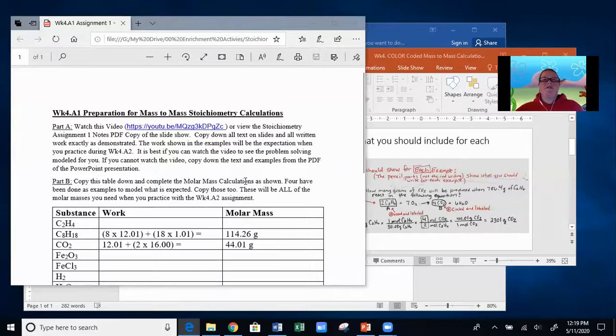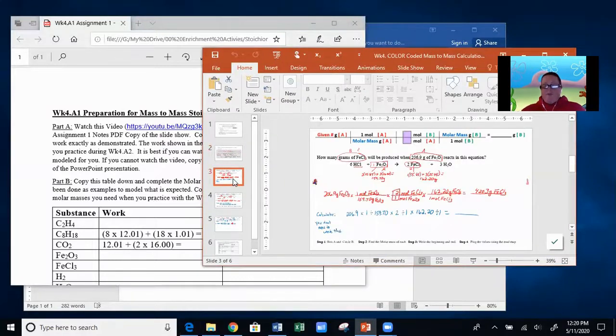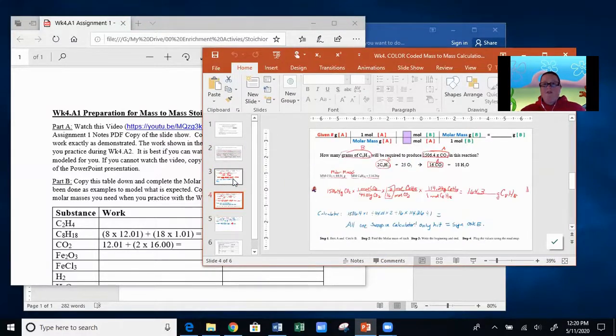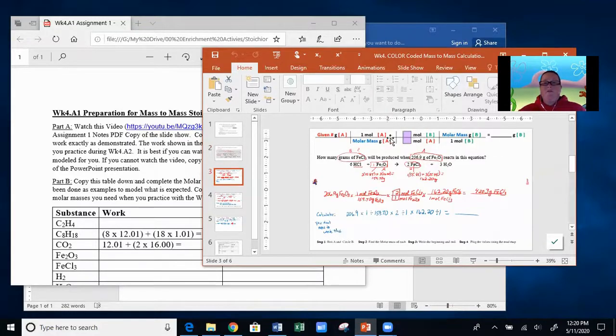preparing for that. So if you see that part A says watch a video or view the stoichiometry assignment notes, there's a PDF copy. I highly encourage you to watch this video rather than resort to that, because I will model the questions. So in this video, I'm going to go through 3 examples, and each of the 3 examples for mass-to-mass calculations will be done using this roadmap, of which I'm going to demonstrate shortly how to use.